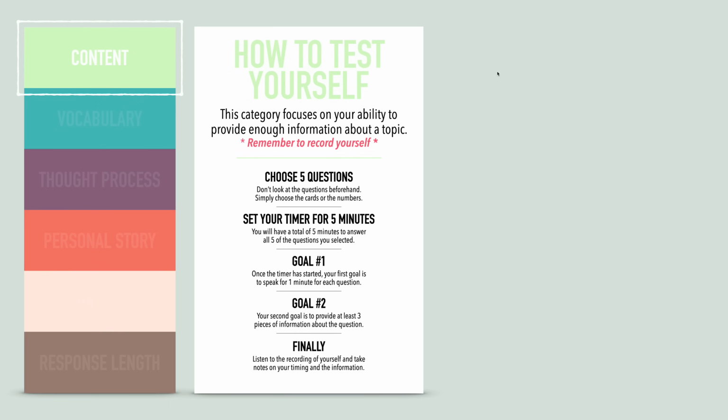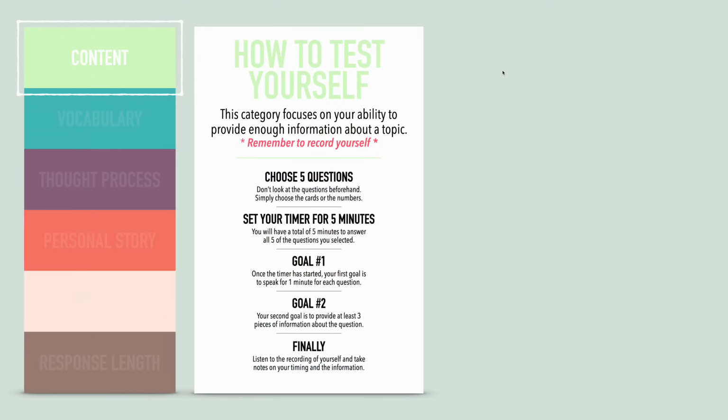Now remember, don't look at the questions beforehand. Simply choose cards, like create a set of cards with multiple questions. Before you start the test, I want you to choose maybe 40 to 50 different questions, random questions you find online. And at the first step for category number 1, you're going to choose 5 questions, all right? Next, you're going to set your timer for 5 minutes.